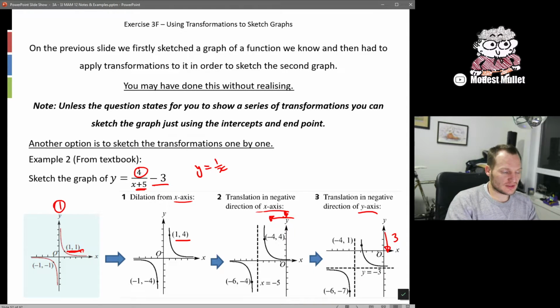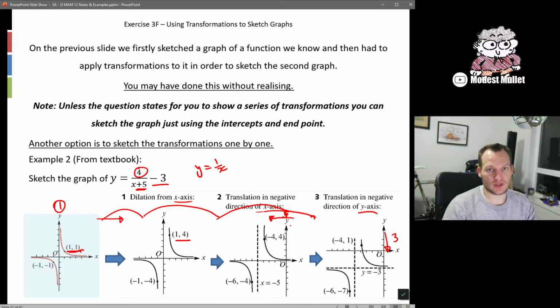The textbook suggests that you try this a few times: start with the starting sketch, draw the first transformation, then apply the second transformation. So you're going to end up doing 4 sketches.